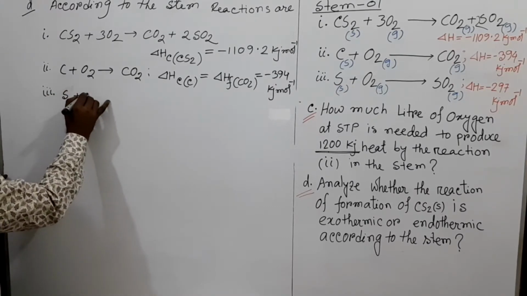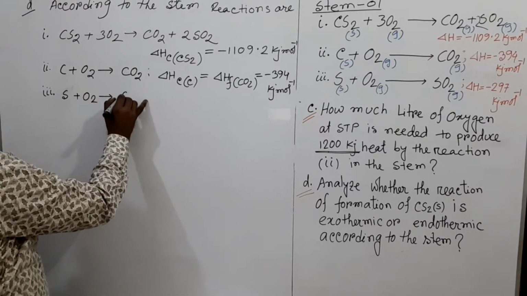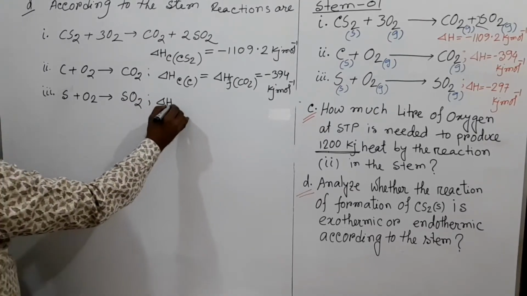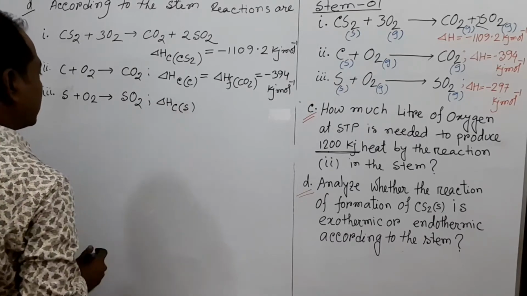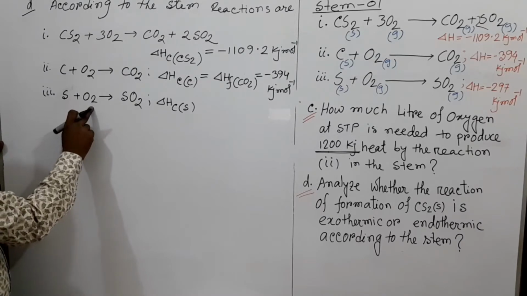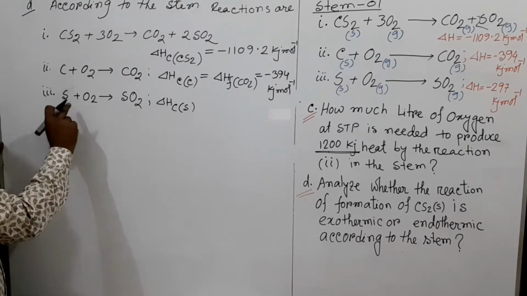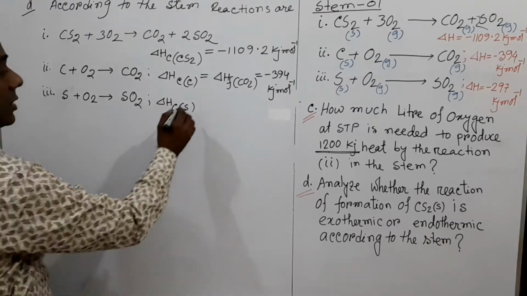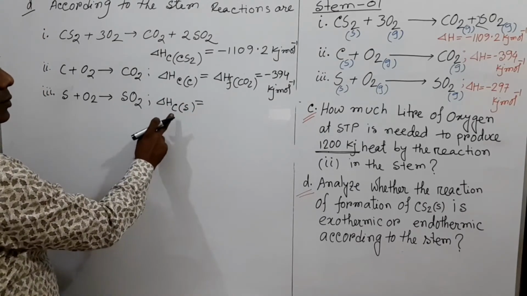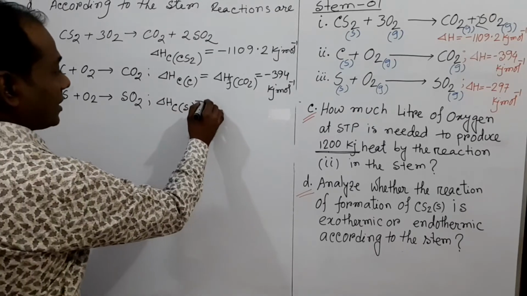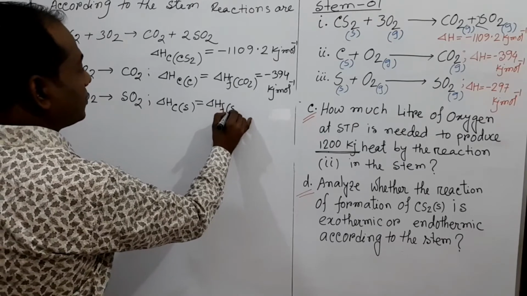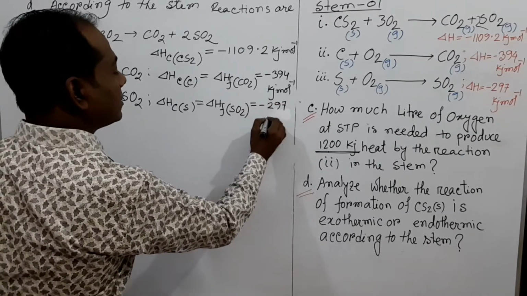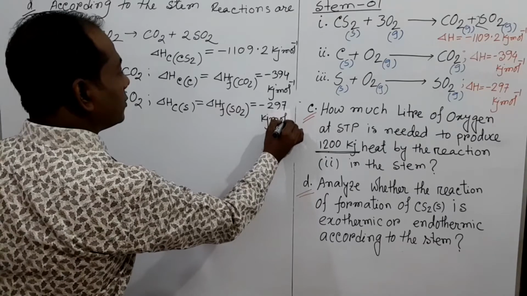And in the third reaction, sulfur plus oxygen produces sulfur dioxide, and you can also write here del HC of S. This reaction is the combustion reaction of sulfur and it is also the formation reaction of sulfur dioxide. So, here we can write del HC of S, that means combustion enthalpy of sulfur, equal to formation enthalpy of sulfur dioxide, that is minus 297 kilojoule per mole.